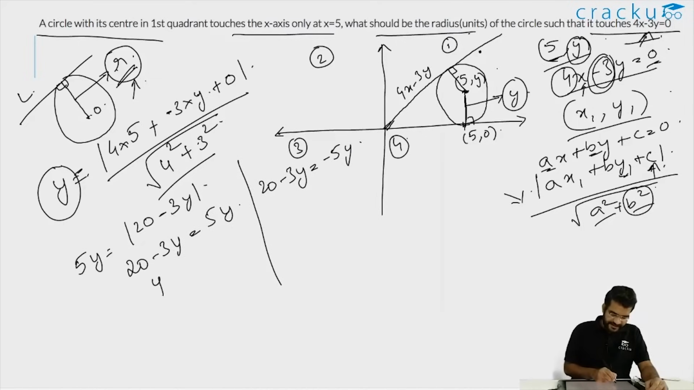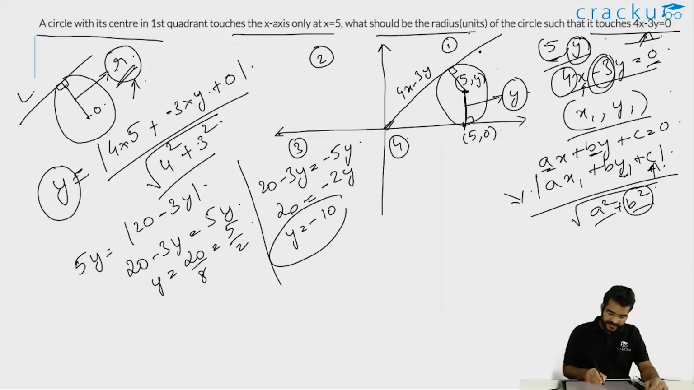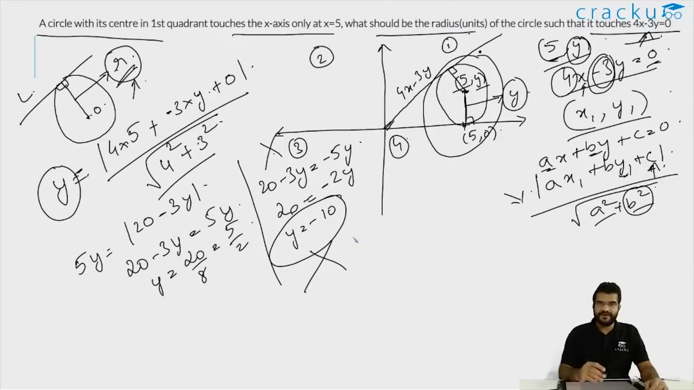Now you can easily calculate that this gives 8y equal to 20, or y equal to 20 by 8, which is equal to 5 by 2. In the second case, 20 is equal to minus 2y, or y is equal to minus 10. But we know that y cannot equal minus 10 because we are told that the center is in the first quadrant. So both the coordinates, 5 and y, have to be greater than 0. So the case where y is equal to minus 10 is ruled out.